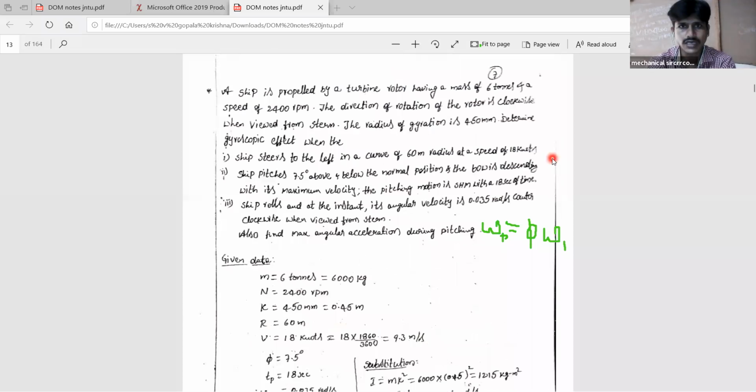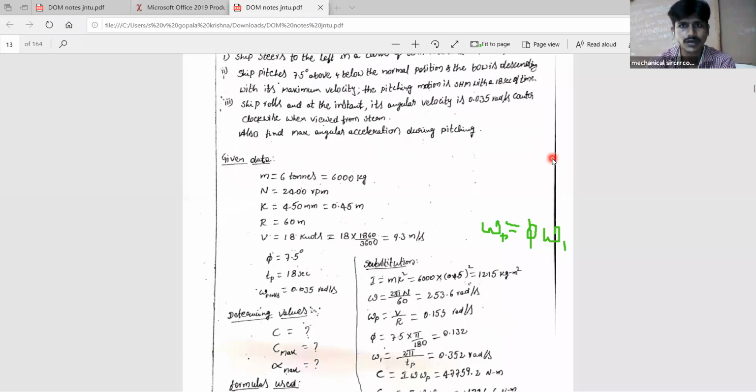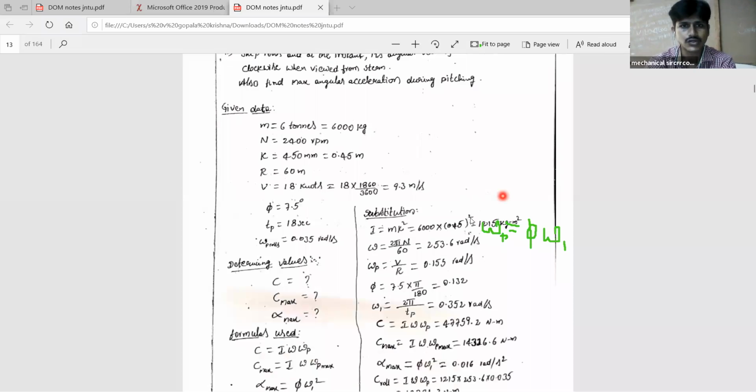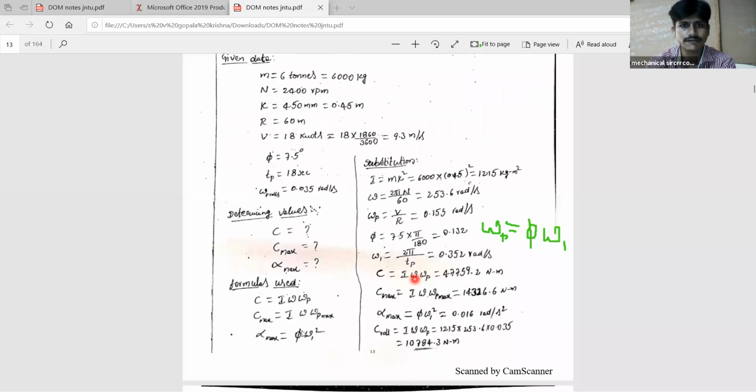Okay. If you observe the total problem, all of them follow the same single formula, that is I omega omega p. But there is one small amendment, that is the omega p value, the angular velocity of precession. During steering it is different, during pitching it is different, during rolling it is different. That is the amendment in our entire problem.